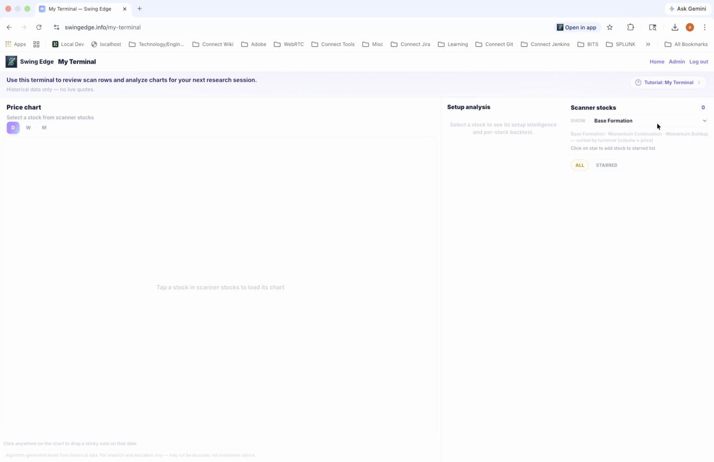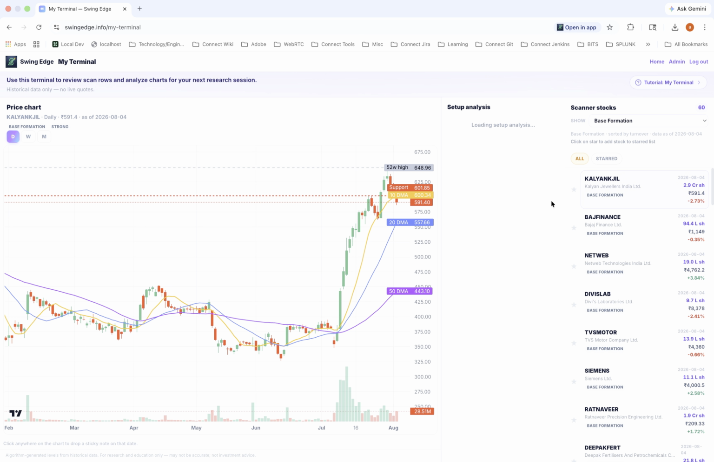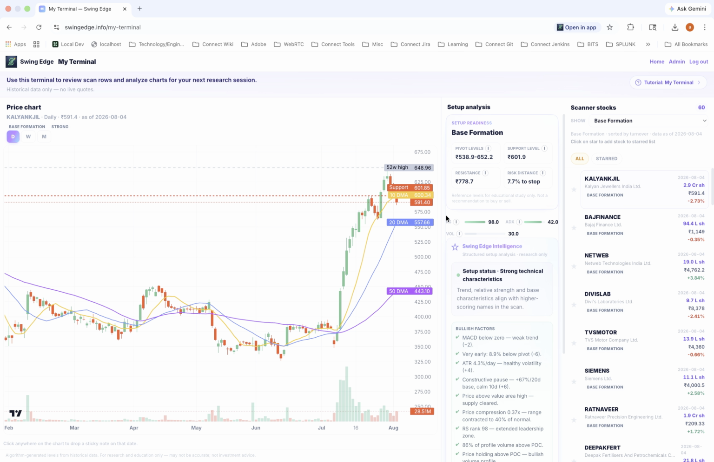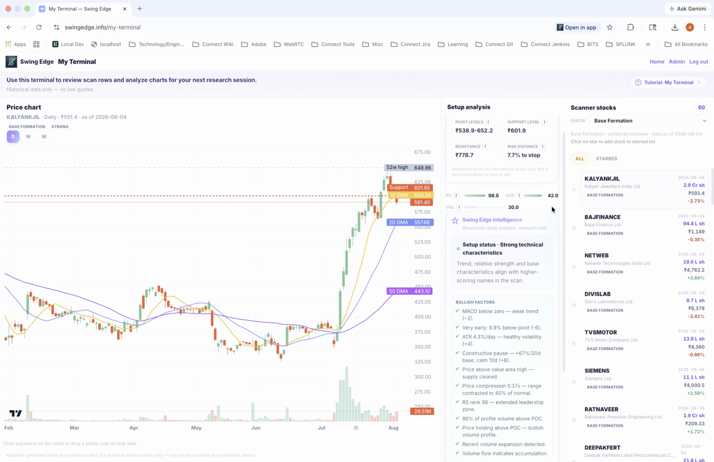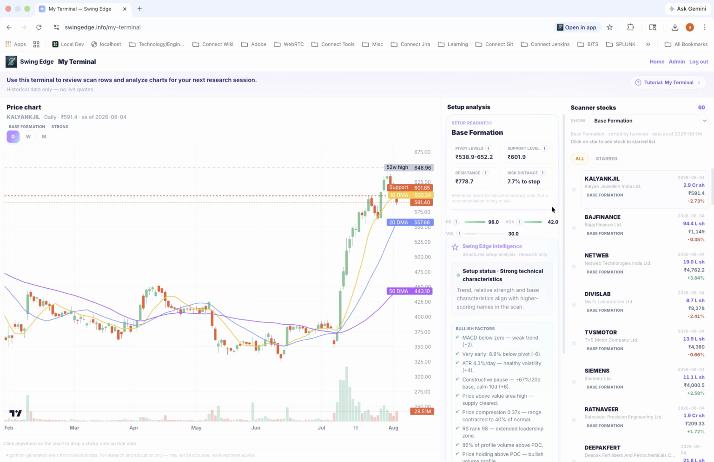My terminal, I use this daily after the scan completes. Around 8 p.m. every day, the end of the day scan completes and we get new stocks in the scanners. Everything is updated as per today's market data, and after that I go to this terminal.